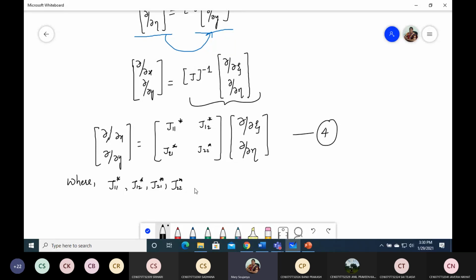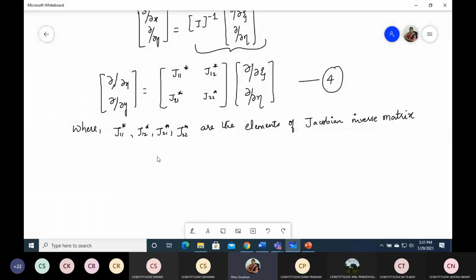Where the terms are the elements of the Jacobian inverse matrix. Now we have the relation between the global Cartesian coordinate system and the natural coordinate system.